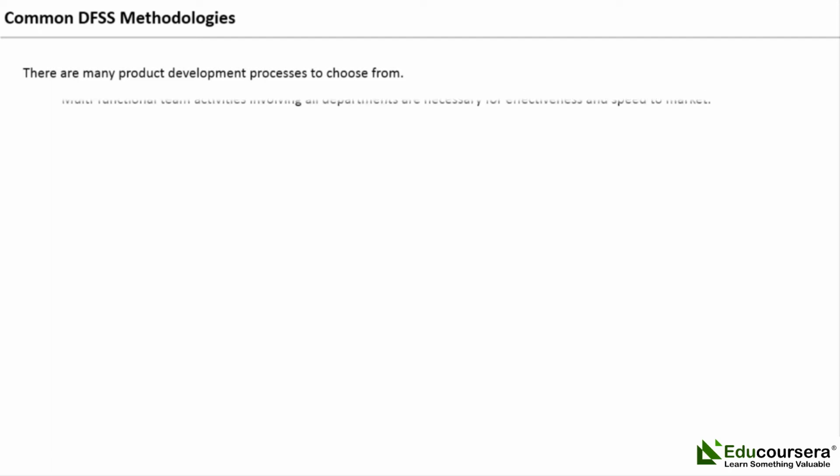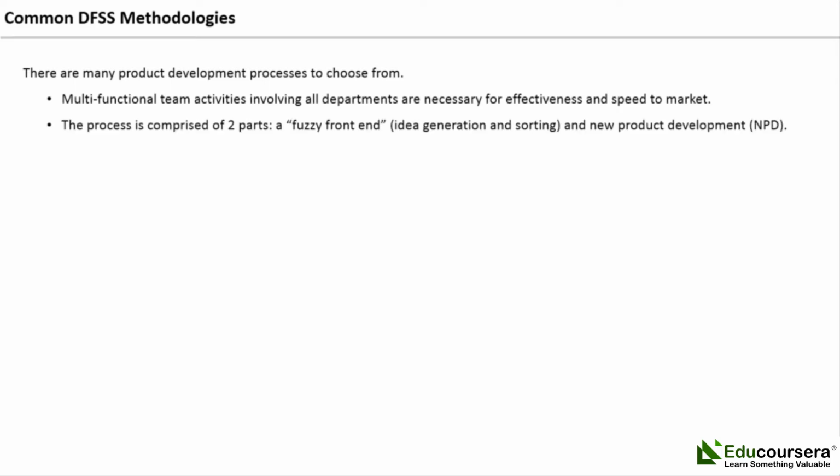Common DFSS methodologies. There are many product development processes to choose from. The former relay race process, one function passing the product from marketing to engineering to manufacturing and back through the loop, is obsolete. Multifunctional team activities involving all departments are necessary for effectiveness and speed to market. The process is comprised of two parts: a fuzzy front end, idea generation and sorting, and new product development, NPD. The complete NPD process includes 5 activities.